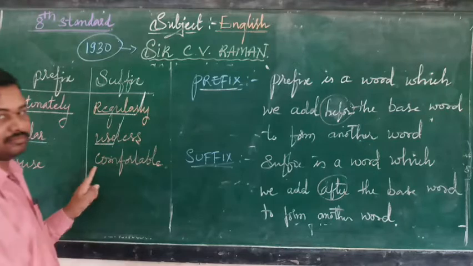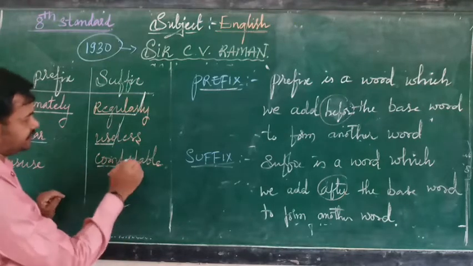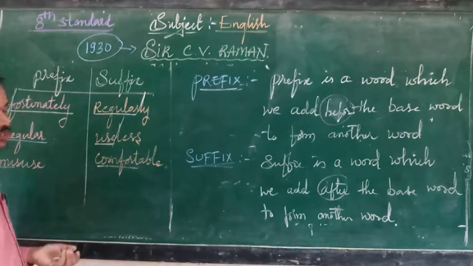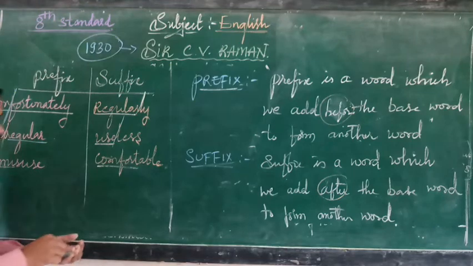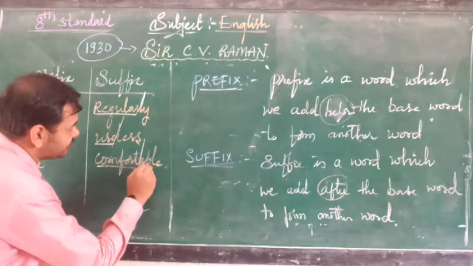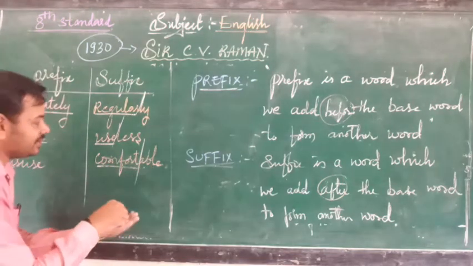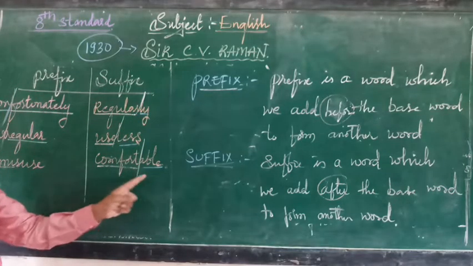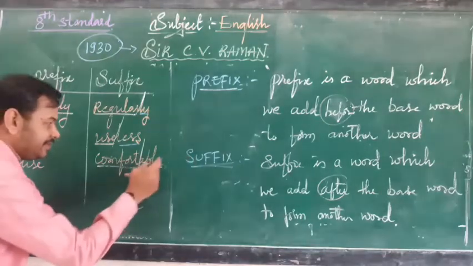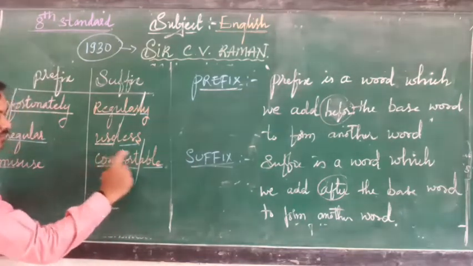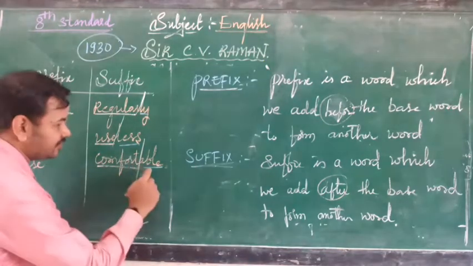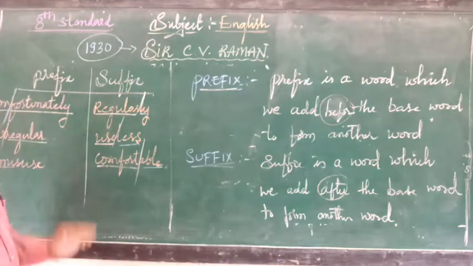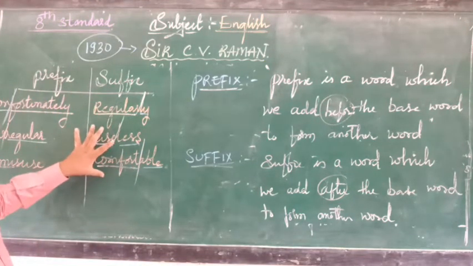Then comfortable. Got it? Comfort is the base word, and able is the, what is able? Able is the suffix. After adding the suffix able to the base word comfort, it has changed into comfortable. Got it, my dear student? These are the grammar aspects.